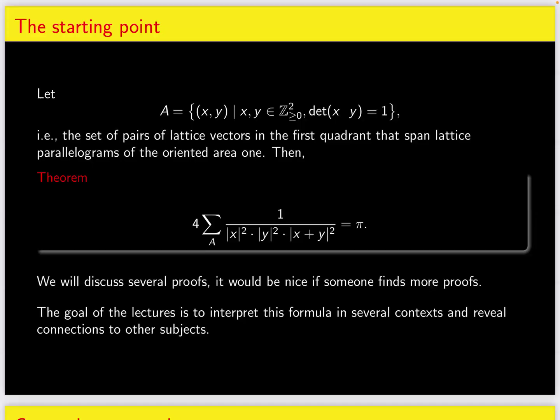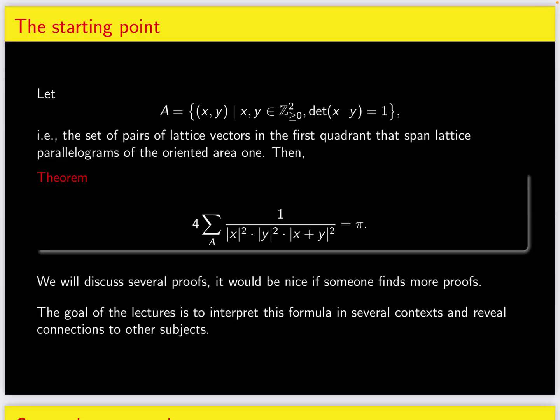And I like very much formulas with pi. That's my favorite formulas in number theory because pi has clear geometric meaning. Actually, one of the proofs will count certain areas, a kind of just counting of areas. I will give several proofs of this statement. And I hope that some of you can also find other proofs, because the more proofs we have, the more connections, it's very inspiring. So the goal of this lecture is to interpret this formula in several contexts.